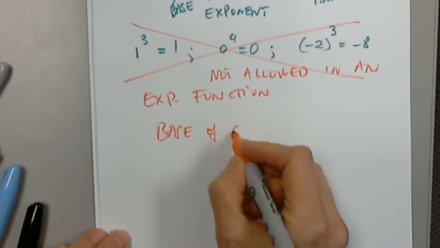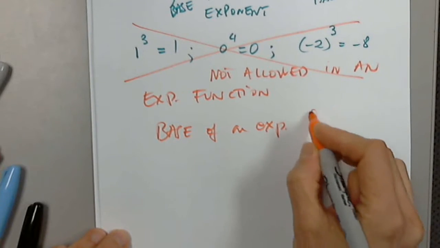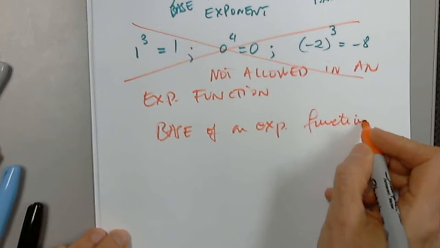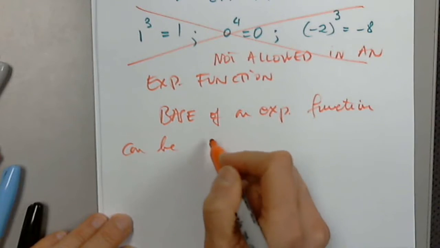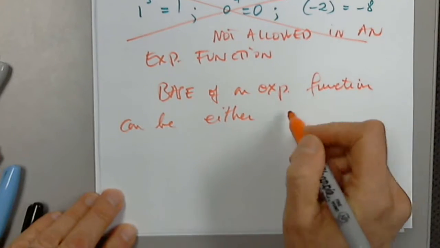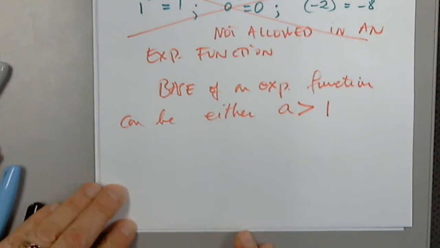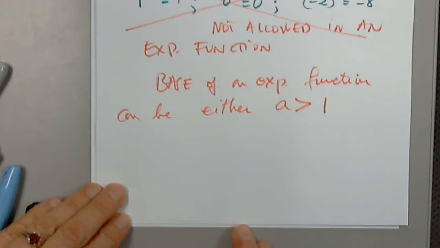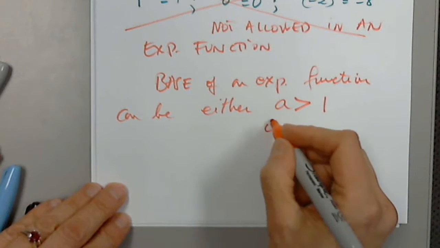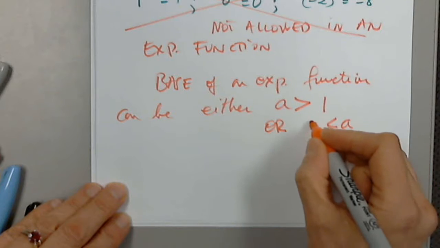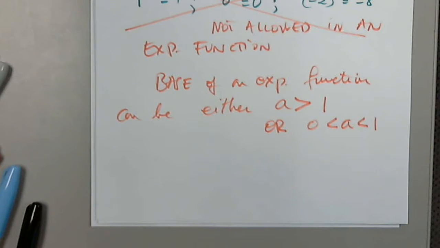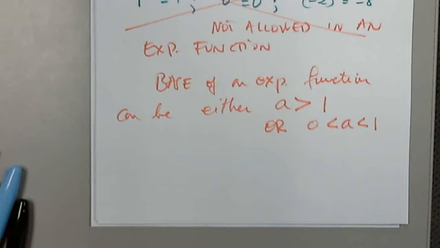The base of an exponential function can be either strictly greater than 1, not equal to 1, or a tiny positive number, not 0 and not negative. These are the only two possibilities for the exponential function.